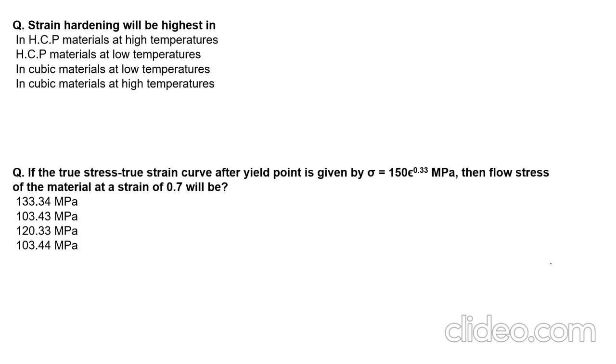So you have to say how will the strain hardening be highest. So you have two parameters here. One is your crystal structure and one is your temperature. So you are saying that there is some relationship between your strain hardening, which is cold working or work hardening, with respect to your crystal structure and your temperature. So now you have to say which is the right option.